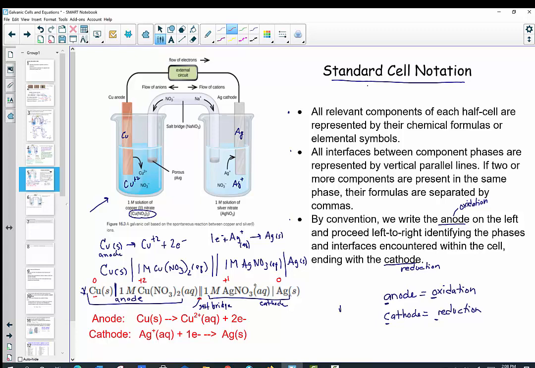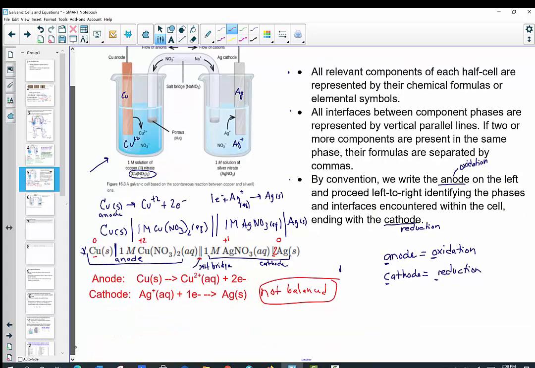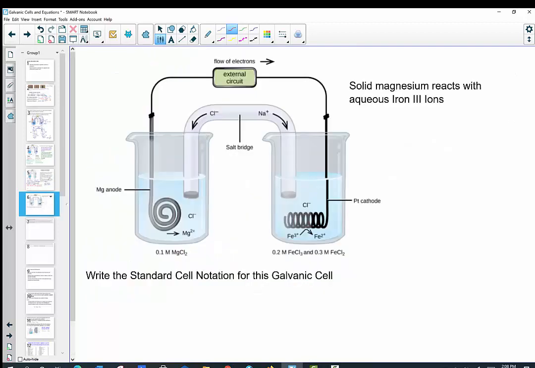All right, so I wanted also to emphasize we do not balance the equation in the standard cell notation. In other words, I don't put coefficients here. There's no 2 in front of the silver, even though I know overall the reaction would need to be balanced with coefficients, but we do not include coefficients to balance equations in the standard cell notation. Okay, that's a lot to digest. Shall we practice?